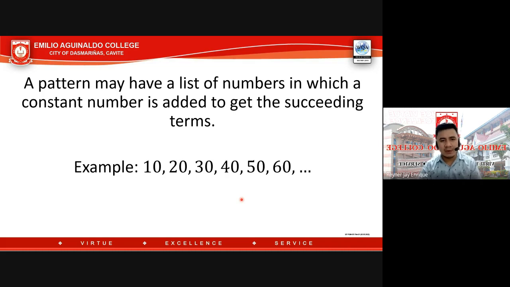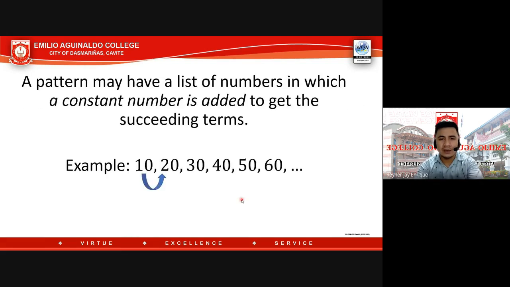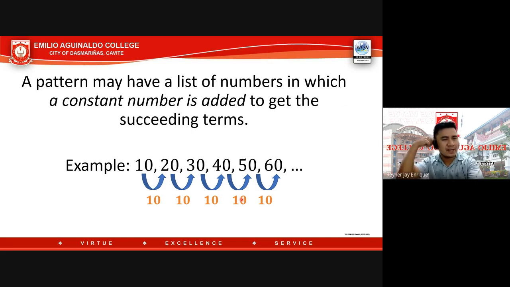Again, for this example, we have 10, 20, 30, 40, 50, and 60. The first thing you have to do in observing the pattern is to determine the differences between the numbers. It's very obvious that the difference is 10, and in the succeeding numbers, the difference is 10. So if we have this, we can predict the next terms. For example, the next term after 60, we just have to add 10. It will be 70, 80, 90, 100, and so on. As long as we know the pattern, we can predict the next term.